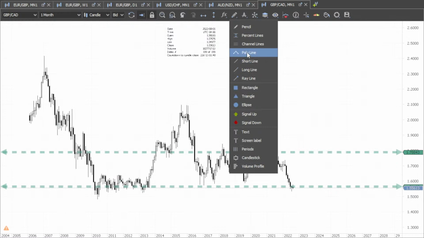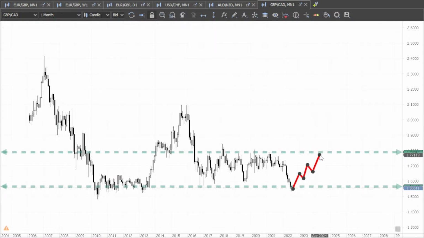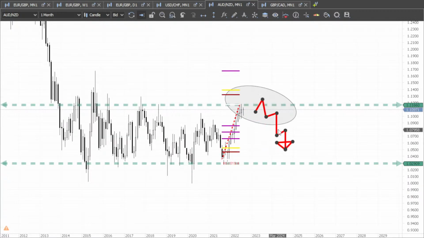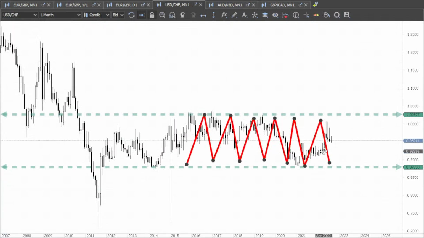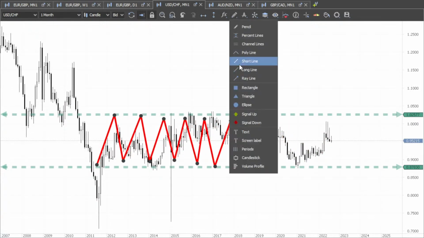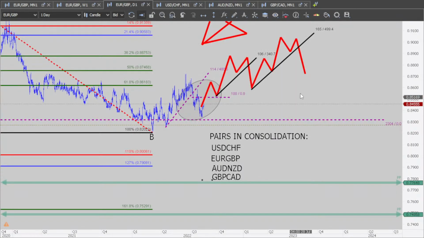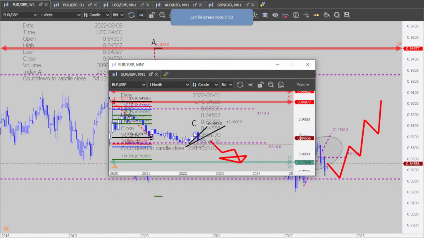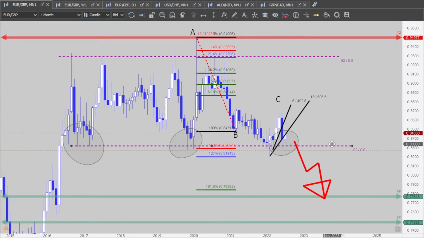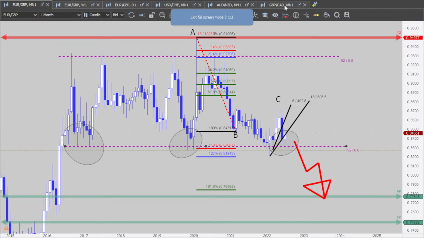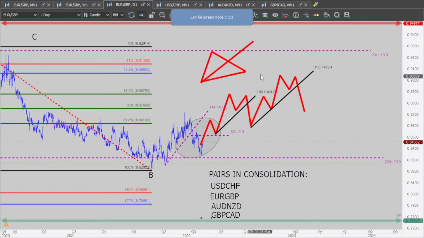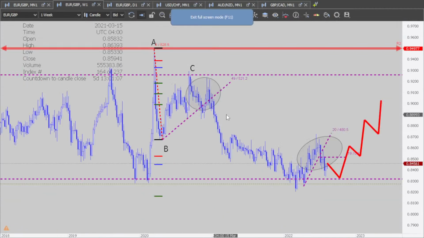Okay, so this pair direction wise is going to go, I don't have the crystal ball. Okay, it's going to go up. AUDNZD is going to go down. USD CHF, it's kind of in the middle of the range already. It's in the middle, right? So it can push up or down. And finally Euro GBP, it's at the bottom of the range. Okay everybody, don't use the Fibonacci on consolidation, it's not going to work.